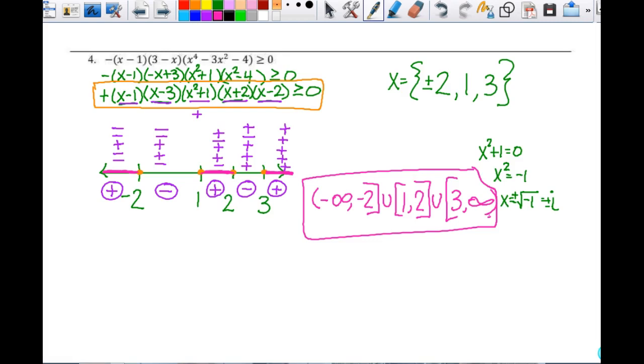Pay attention to, remember, all you care about is the signs and what you're multiplying together. The values themselves don't matter. I will show you tomorrow how to kind of connect this to some other stuff that we have, but right now we're just looking for where these are positive and negative.